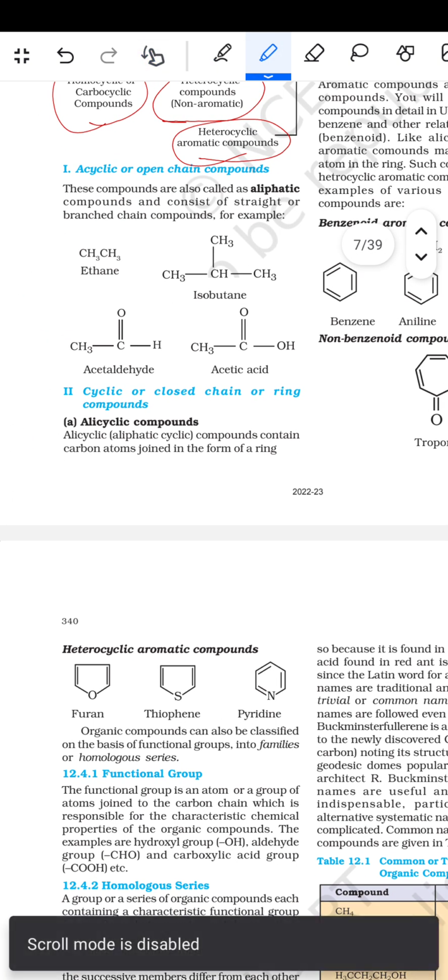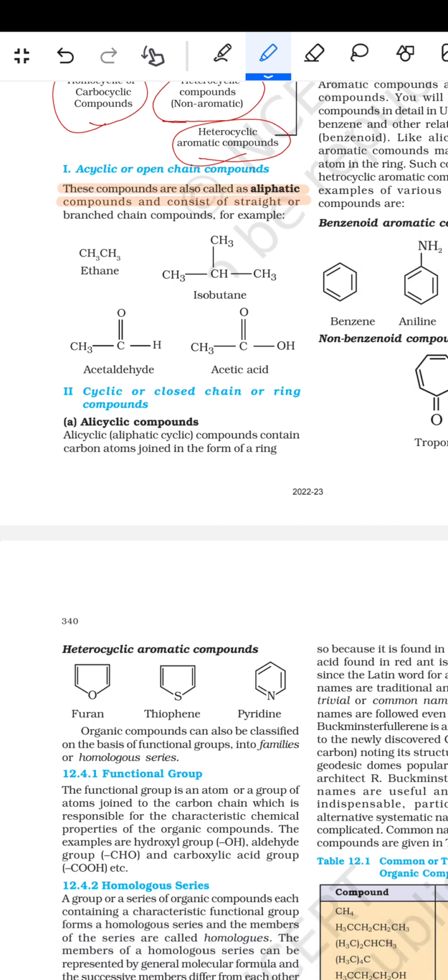Acyclic or open chain compounds. These compounds are also called aliphatic compounds and consist of straight or branched chain compounds. For example, ethane, isobutane, acetaldehyde and acetic acid.